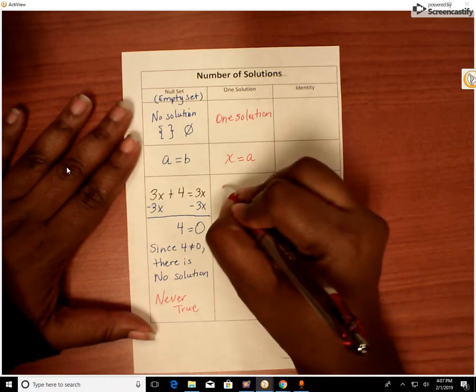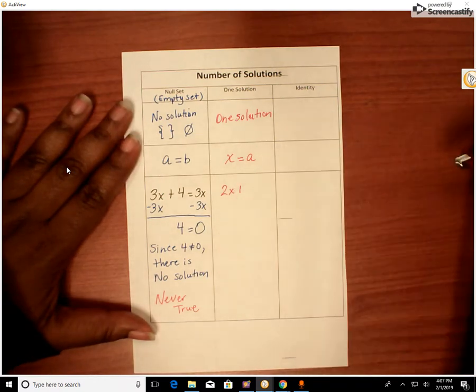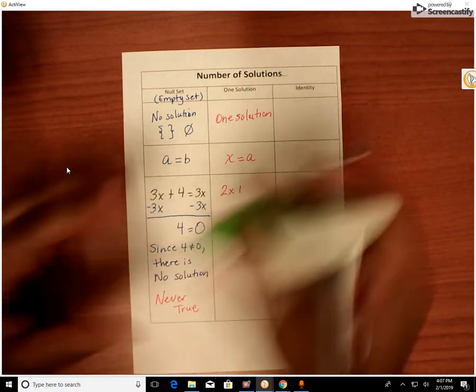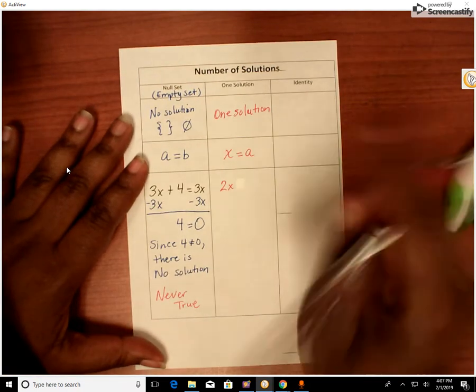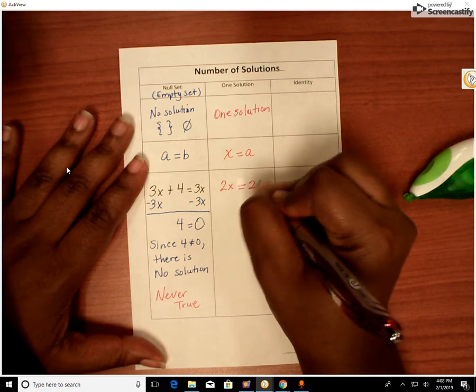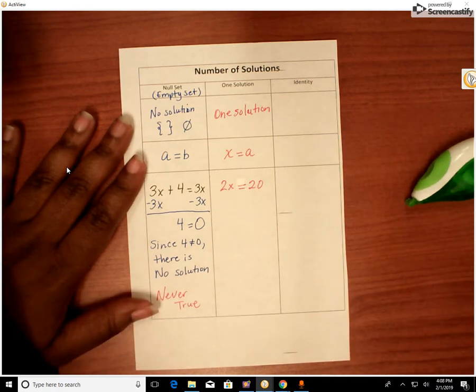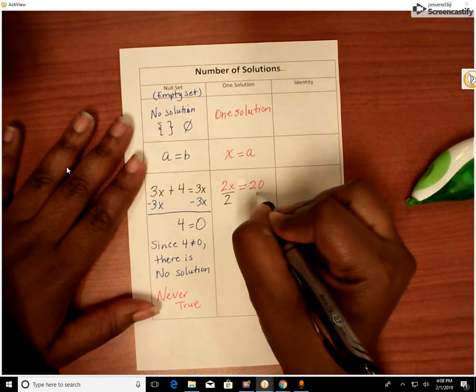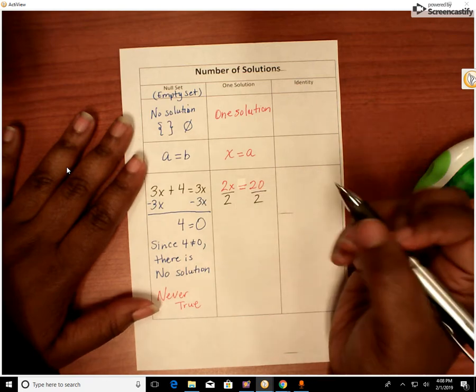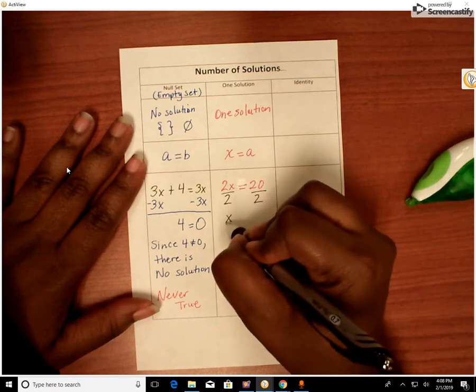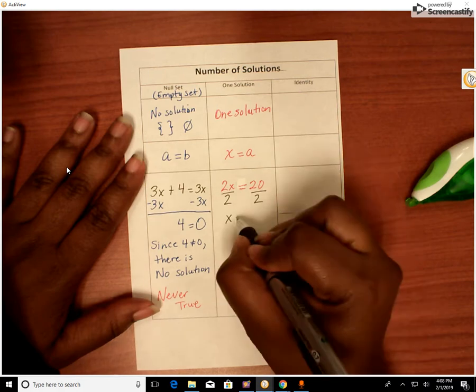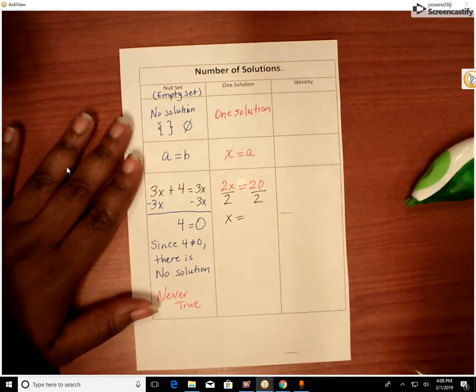So let's say we have 2x equals 20. We know that 2 is our coefficient because it's being multiplied times our variable. We're going to divide both sides by that coefficient, which is 2. 2 divided by 2 is just 1x. 20 divided by 2 is 10.